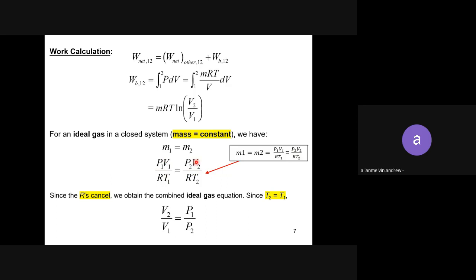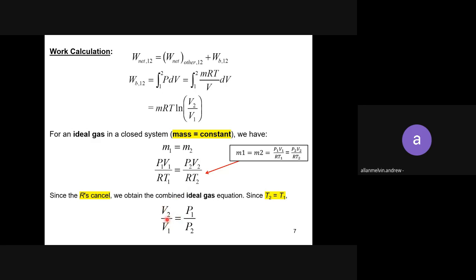So this is the balance equation. m1 equals m2, so you cancel out. R is the constant, so you cancel out. In the isothermal case, temperature is also constant, so T1 equals T2, so you cancel. So at the end, you have P1 V1 equals P2 V2. And then you rearrange, and you get this.